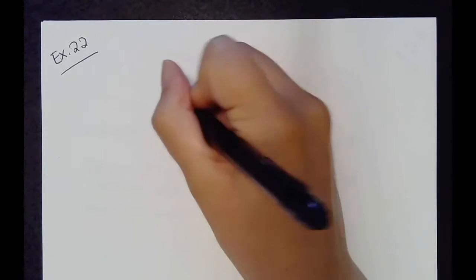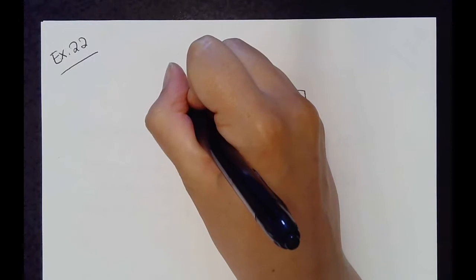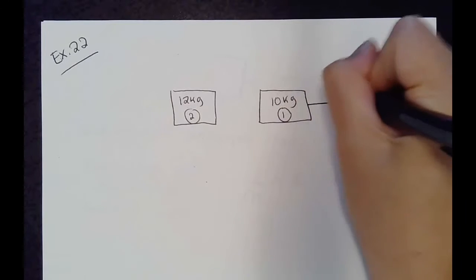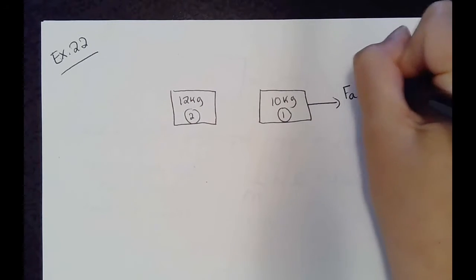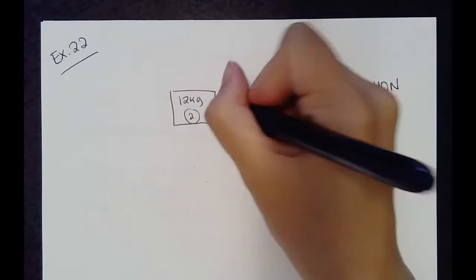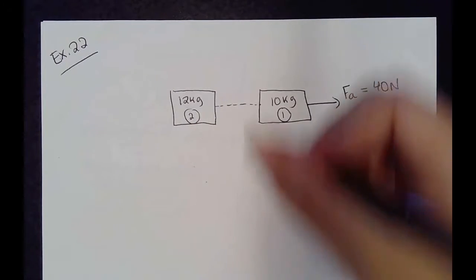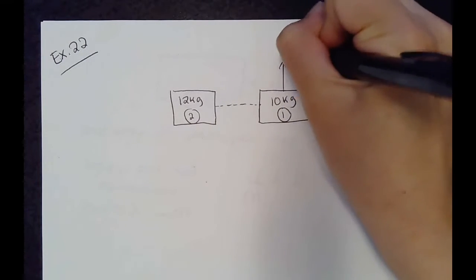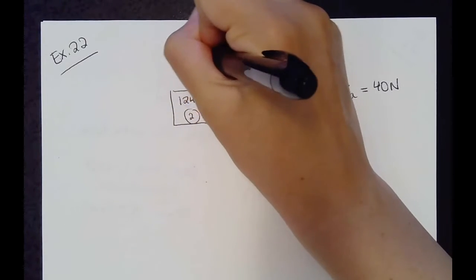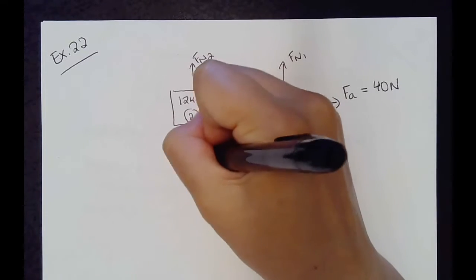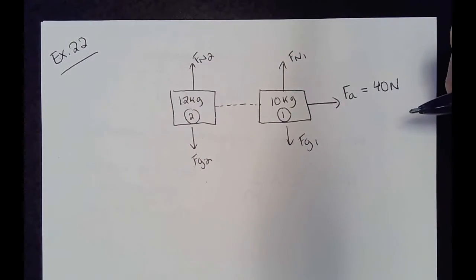We have a 10 kilogram box here, let's call it box 1, and then a 12 kilogram box, which we'll call box 2, and there's an applied force of 40 newtons on box 1. There's a rope connecting these two boxes, and they're on a frictionless surface. Okay, so we have a normal force on each box, Fn1, Fn2, the weight of each box, and then we have tension.